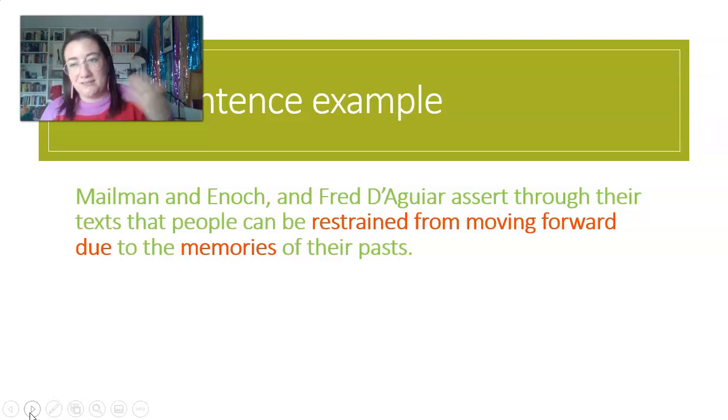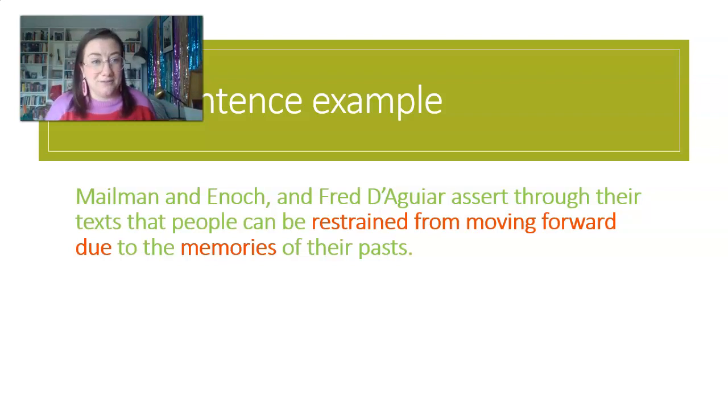But to kind of, I guess, refresh and make sure that everyone knows what we're writing about, the topic sentence that I made for this paragraph that we're writing is: Mailman and Enoch and Fred D'Aguiar assert through their texts that people can be restrained from moving forward due to the memories of their past. So the question asked, how does memory affect the people in the texts? And so my answer for this paragraph is that they are restrained from moving forward because of their memories. Okay, so that was my topic sentence.